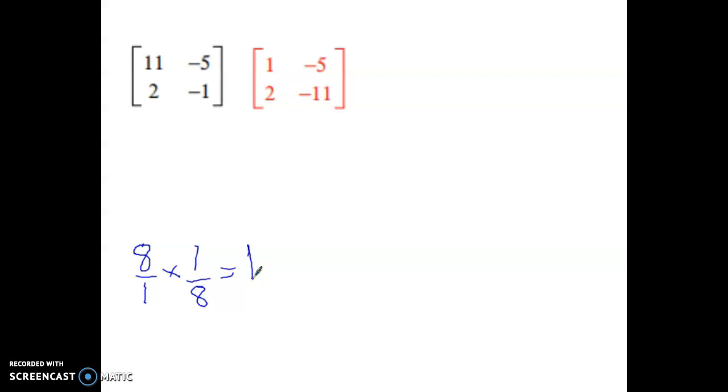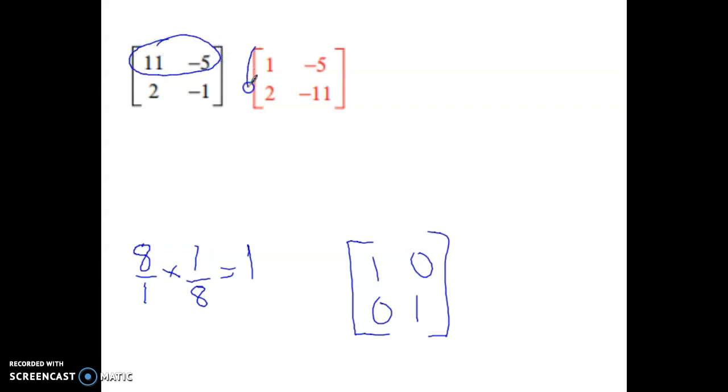And we are going to multiply these two matrices. And if we did get the correct one, then we're going to wind up with a matrix that looks like this. So let's find out. And remember, we're doing rows and columns. Rows times columns. I'm going from here to here. So 11 times 1 is 11, plus negative 5 times 2 is negative 10.